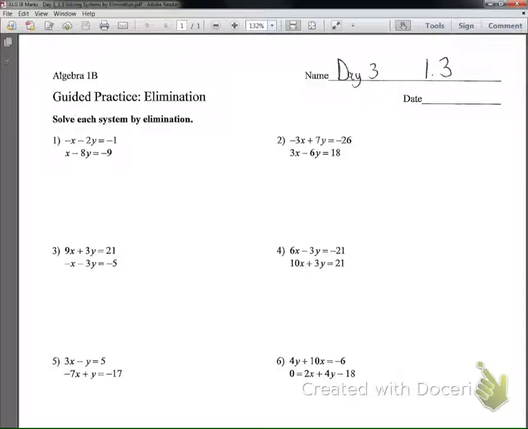This is Algebra 1B, Day 3, Lesson 1.3, Solving Systems of Equations by Elimination. In the previous lesson, you learned how to solve systems by graphing, but we can't find out what the values of x and y are of two equations with two unknowns by just looking at their equations without the graph.